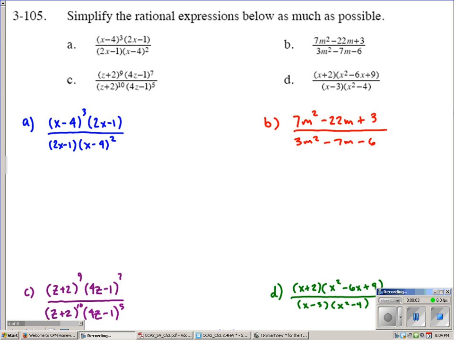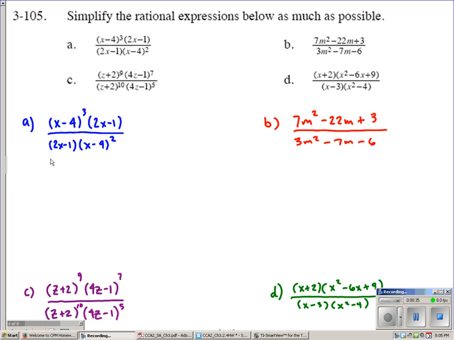All right, problem 3-105. Last one wore me out, but we'll keep on going here. Simplify the rational expressions below as much as possible. So problem A, we have our quantity of x minus 4 raised to the third power times the quantity of 2x minus 1. This is all being divided by the quantity of 2x minus 1 times the quantity of x minus 4 squared. Remember what these exponents mean.